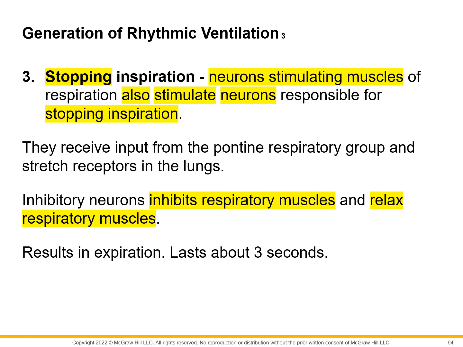Third one is the stopping inspiration. So neurons stimulating the muscles of respiration could also stimulate neurons that are responsible for stopping inspiration. So ayun po, again, they're attempting to achieve some form of homeostasis or balance, diba? Hindi naman po pwede na patuloy lang yung pag-inhale ng isang person. So they would also do something for stopping inspiration. Alright, so inhibitory neurons inhibit respiratory muscles and relax those respiratory muscles.